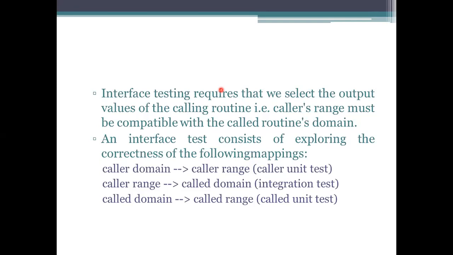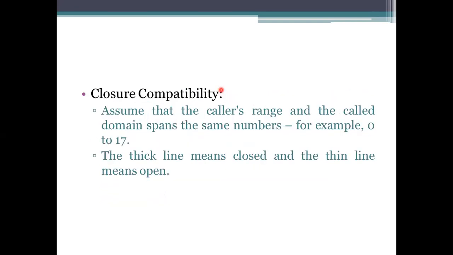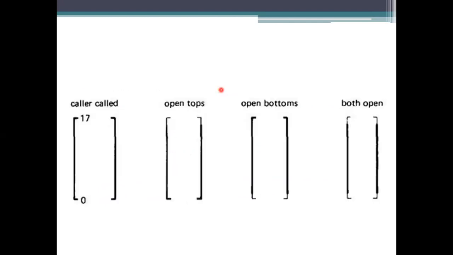Based on that representation, we have span compatibility and closure compatibility. Here we need to look at the called program and the caller program. The caller program is where you are placing the call. For example, if you are calling any program, the place from where you are calling is specified as the caller, and the called program is the other. If you see here, this is the span compatibility and this is the closure compatibility. So this is the caller and callee. We have the values from 0 to 17 here.